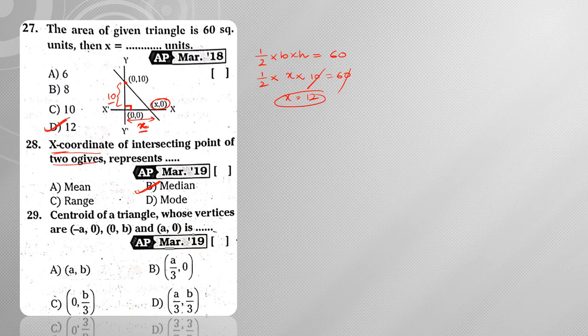Next, the centroid of a triangle whose vertices are given. Now we need to find the centroid. What is the formula for the centroid? It is the average of x coordinates comma average of y coordinates. Then what am I going to get? Minus a plus a plus 0 by 3 comma 0 plus b plus 0 by 3. On simplification, minus a plus a gets cancelled, so this overall value becomes 0. Next, this is b by 3. Hence the centroid is 0 comma b by 3.